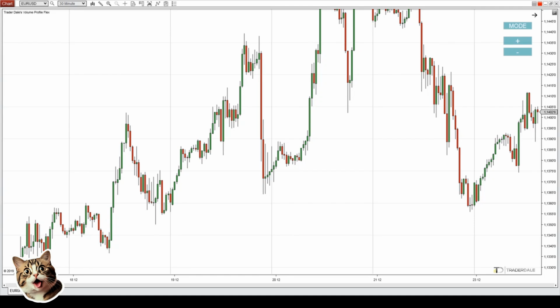So let's have a look at the trend setup in some real charts. Before you is the Eurodollar 30-minute time frame. This is my favorite time frame for intraday trading. So let's get to it.